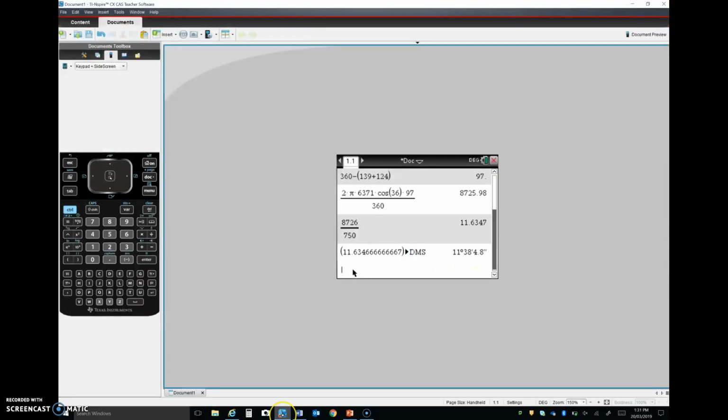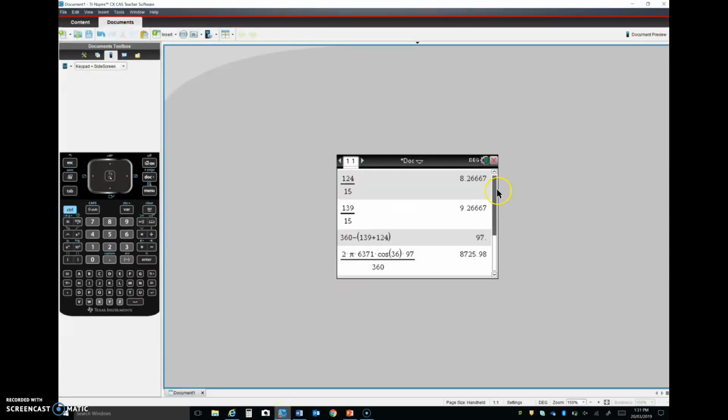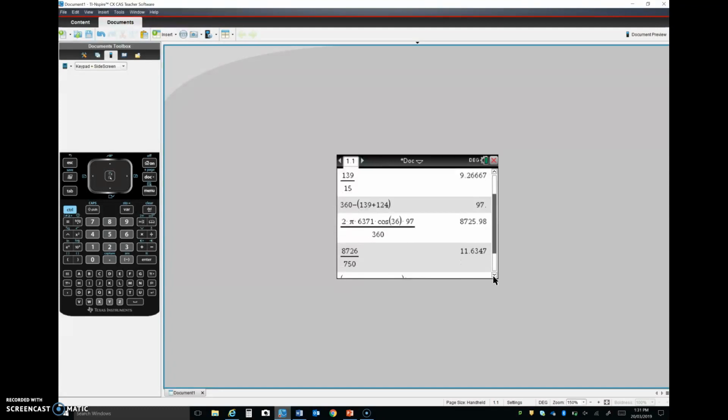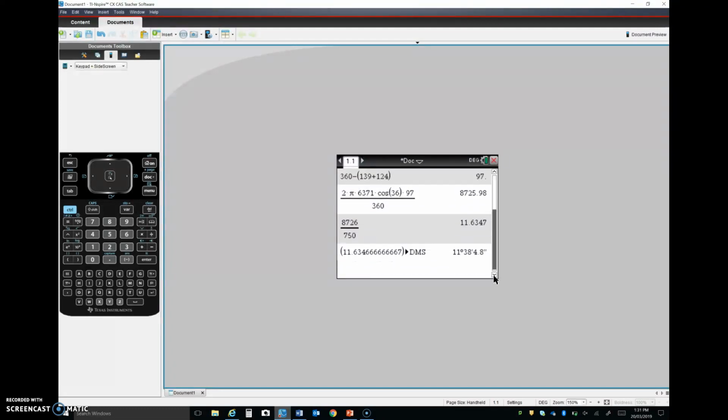So here are all the calculations up until that point. I'll just give you a look at these. You can pause the video if you want to take more time to look at them. And rounding to the nearest minute at the end there.